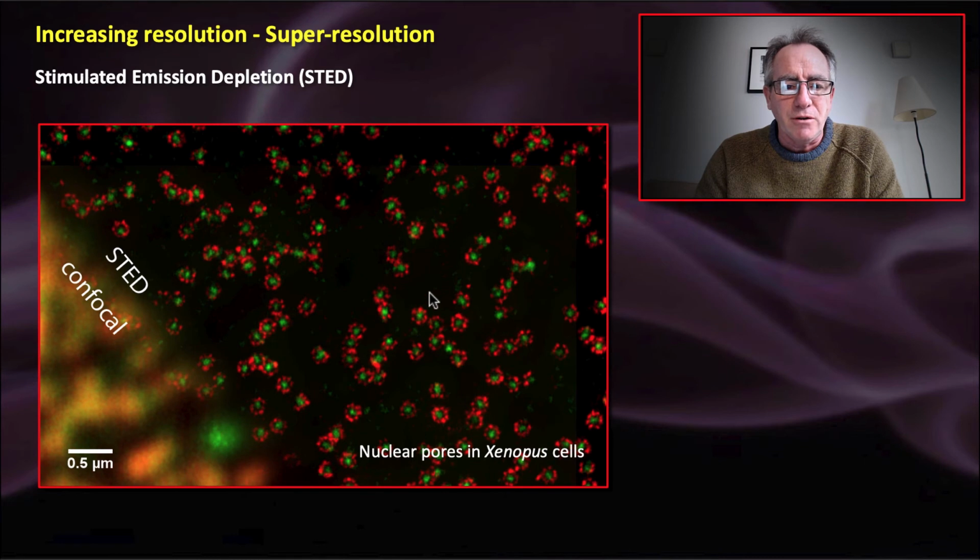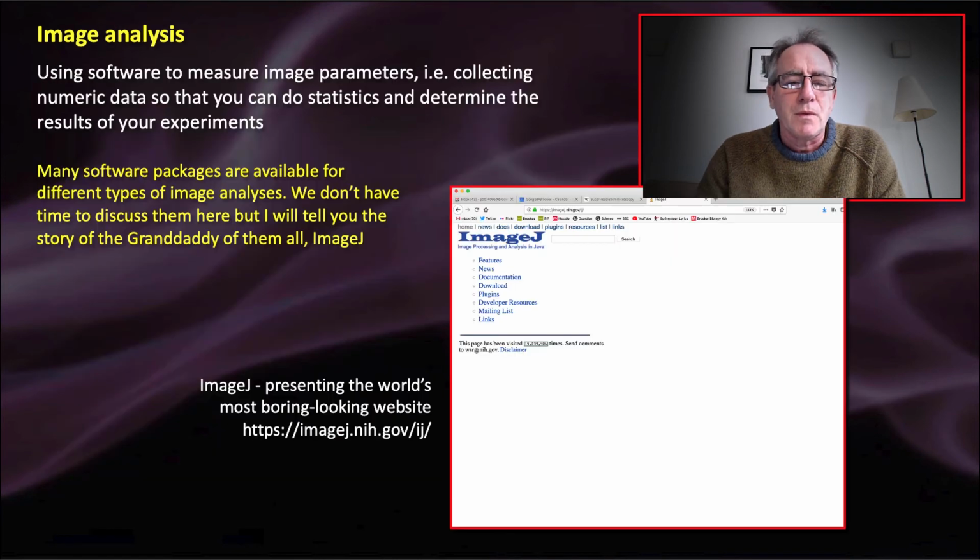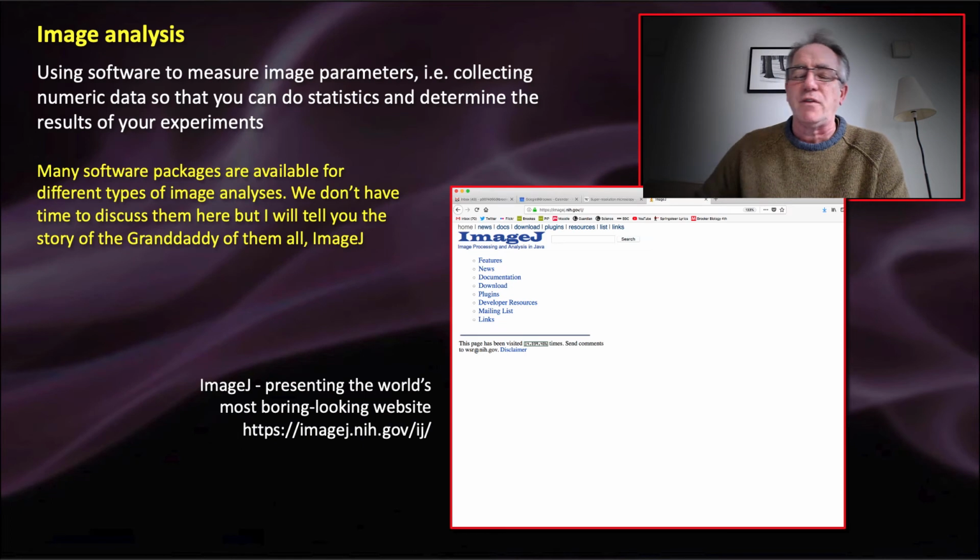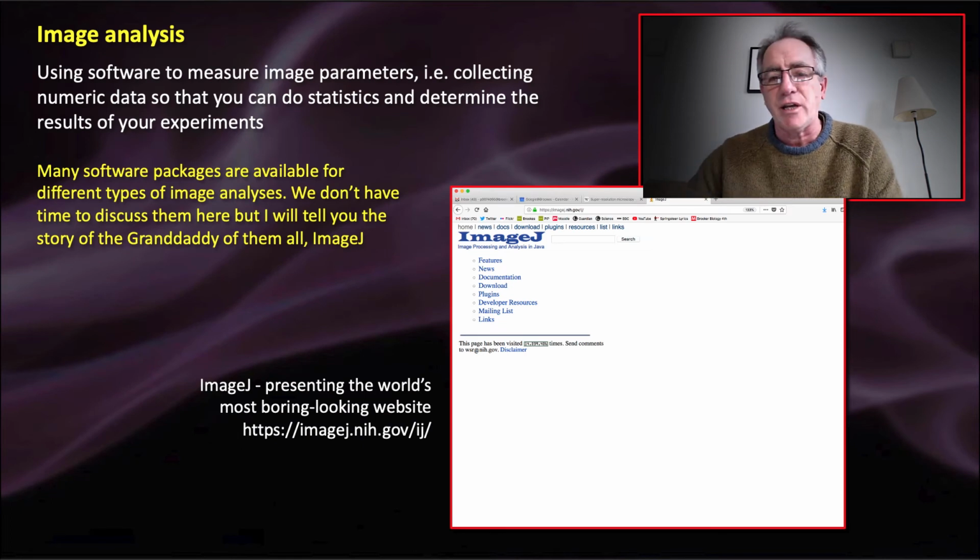Look here when we use STED, so these are nuclear pores in frog cells. You can see the structure of the nuclear pores, green fluorochrome in the center, and all of these red structures out the outside. So that was it for super resolution. There are other super resolution techniques that I could talk about, but I'm conscious of time and I want to move on a little bit here.